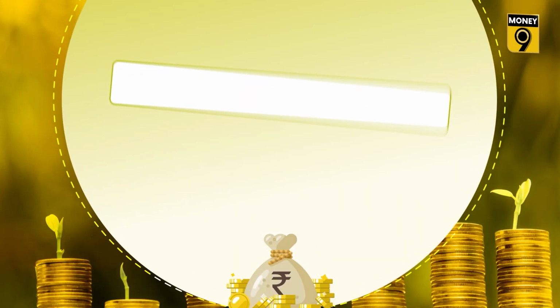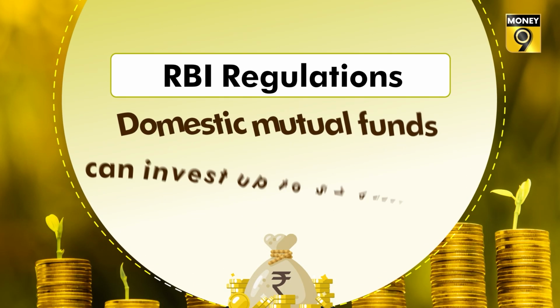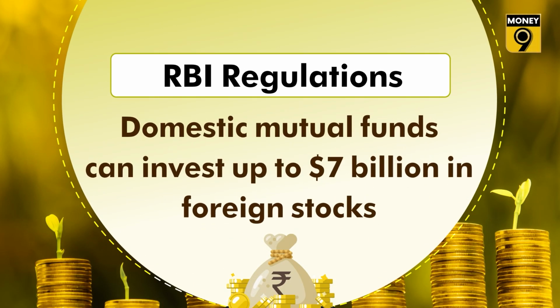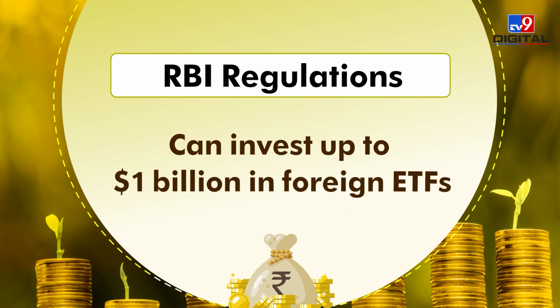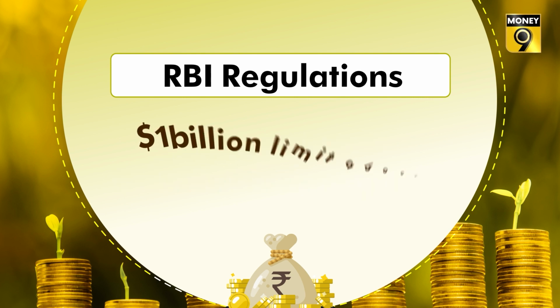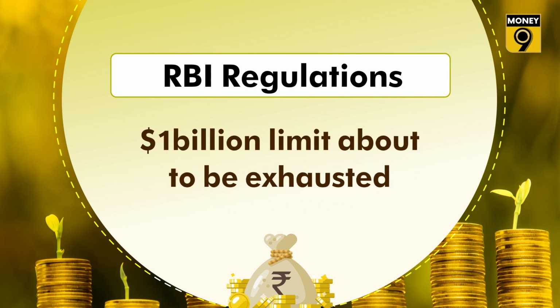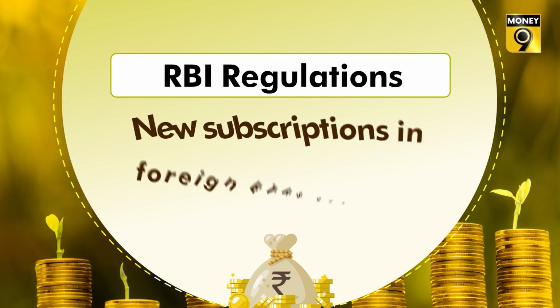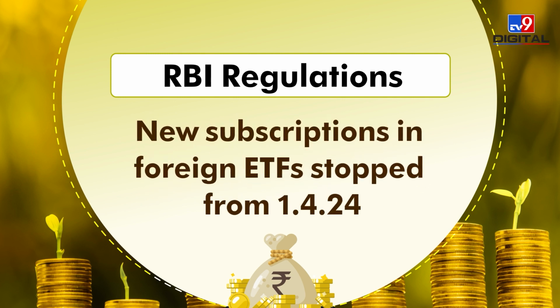Fourth, what do RBI regulations say about international funds? As per RBI regulations, domestic mutual funds can invest up to $7 billion in foreign stocks. In addition to this, they can also invest up to $1 billion in ETFs. Since this limit of $1 billion investment is nearing its end, SEBI has instructed the mutual fund industry to stop new subscription in foreign ETFs effective 1st April 2024.